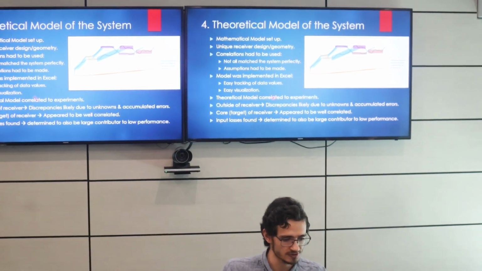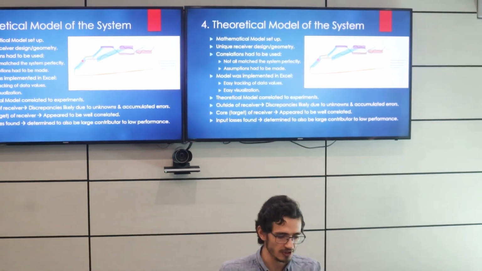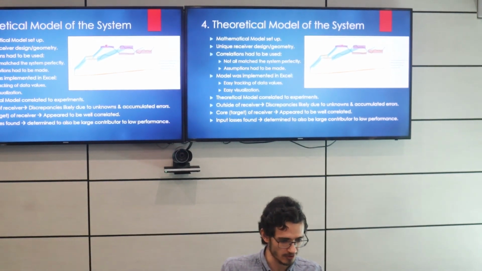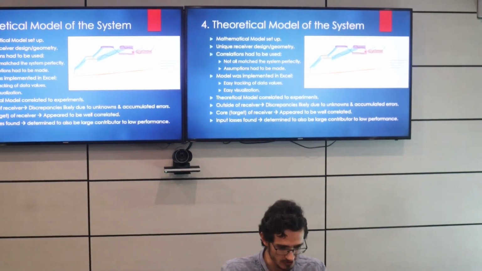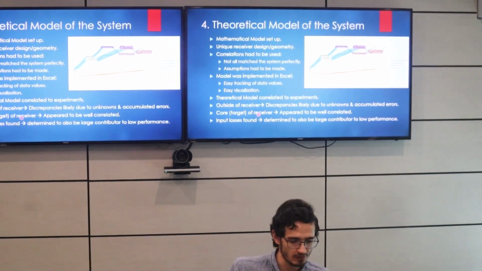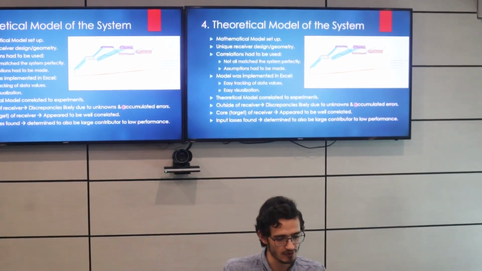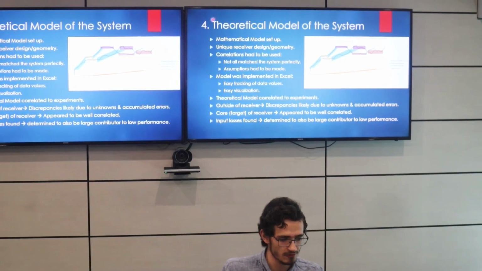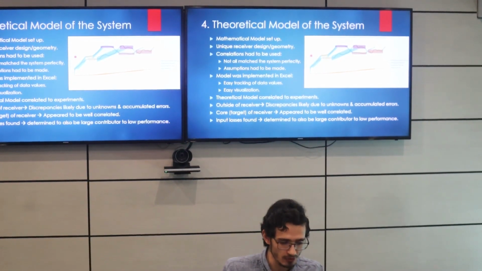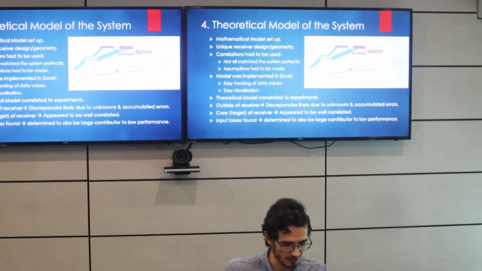This theoretical model was then correlated to the experimental results, of which the final product can be seen in the top right. For easier identification, some of the regions were also color-coded to see how they compare. From this, it could be seen that the outside of the receiver, by the end caps where there are more unknowns such as winds blowing over the receiver, there are discrepancies, and this is likely due to the unknowns and accumulated errors within the theoretical model, but also possibly in the experimental sampling rate.